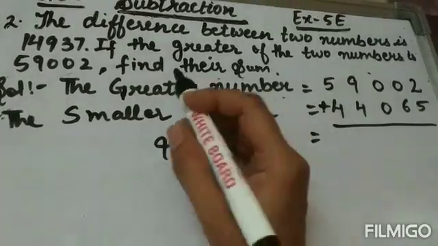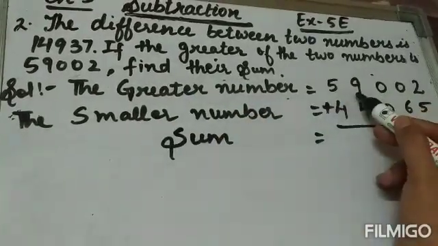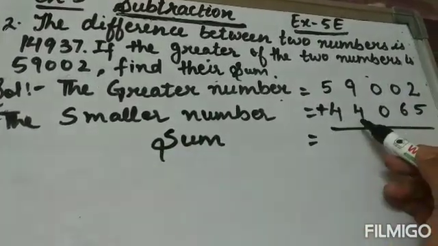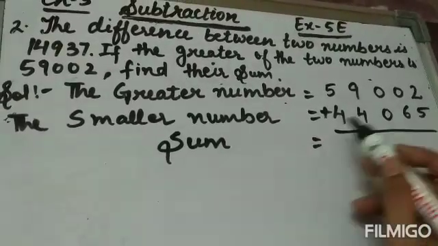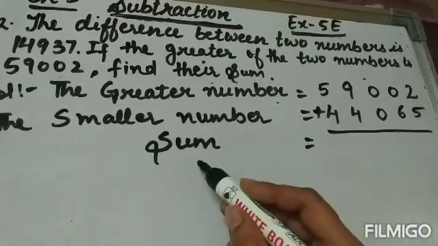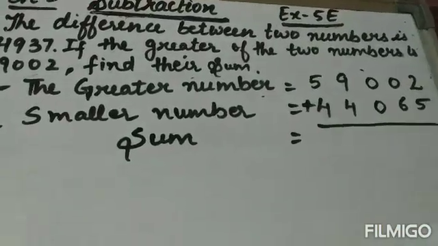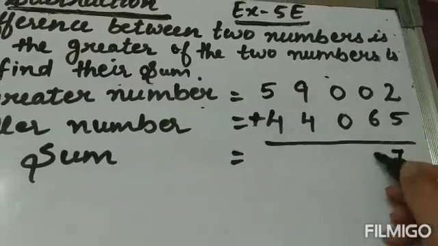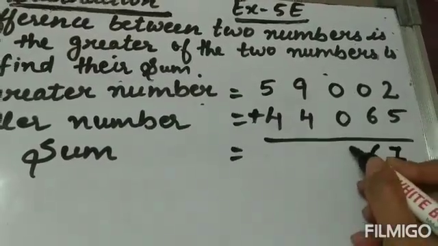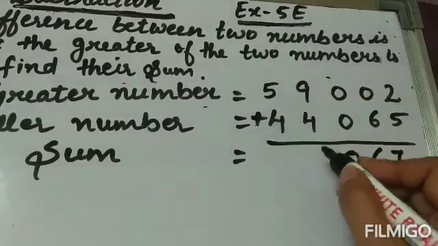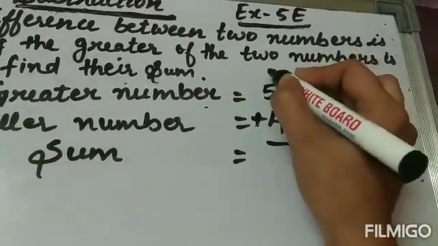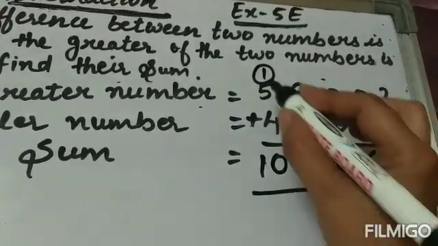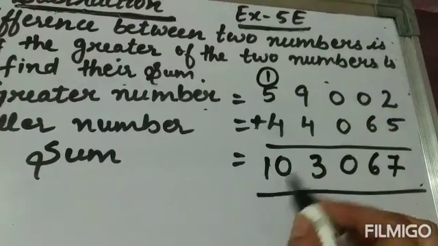So you will write the greater number is 59,002, smaller number 44,065, and now we will find the sum of these two numbers. Okay, so add these two numbers. 5 plus 2 is 7, 6, 0, 9 plus 4 is 13 and 5 plus 5 is 10. 5 plus 4 9, 9 plus 1 10.